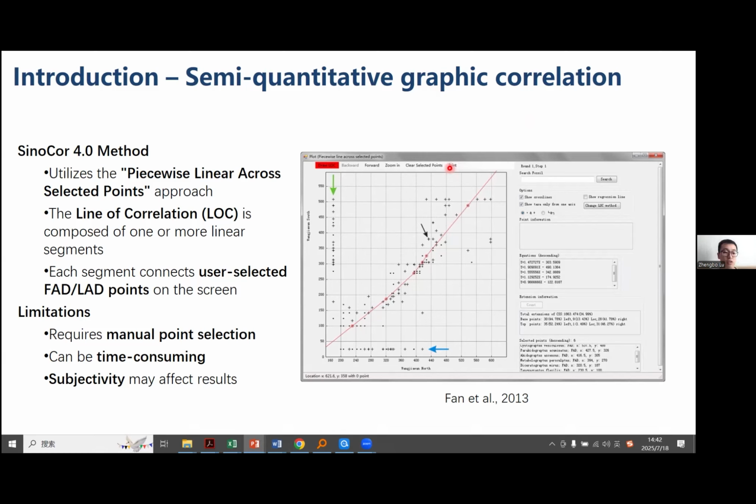However, this method still requires manual point selection and sometimes can be a little bit time consuming if you have lots of sections or sites in your dataset. And also, the selection is a little bit subjective, which may affect our results.